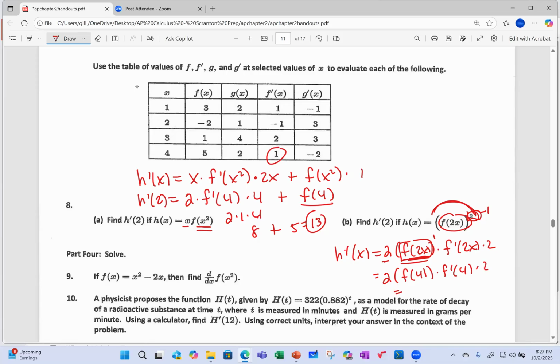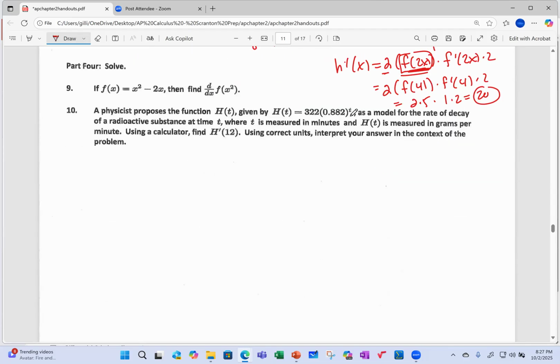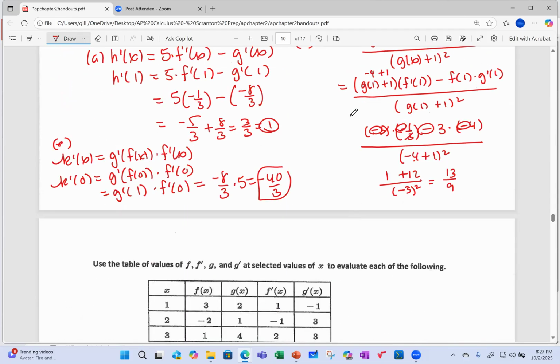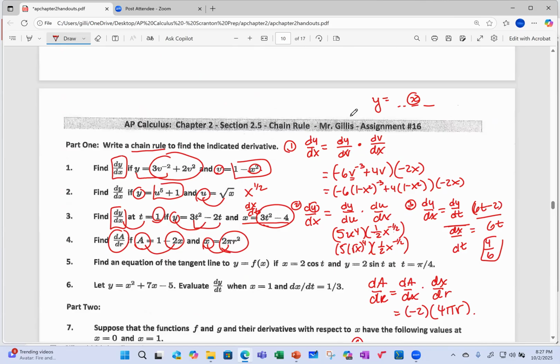And f at 4 is 5. So it's 2 times 5. F prime at 4 is 1. And that looks like I'm getting an answer there of 20. Okay, and that concludes the solutions to homework number 16, where once again we have to write out a chain rule using what's known as Leibniz notation.